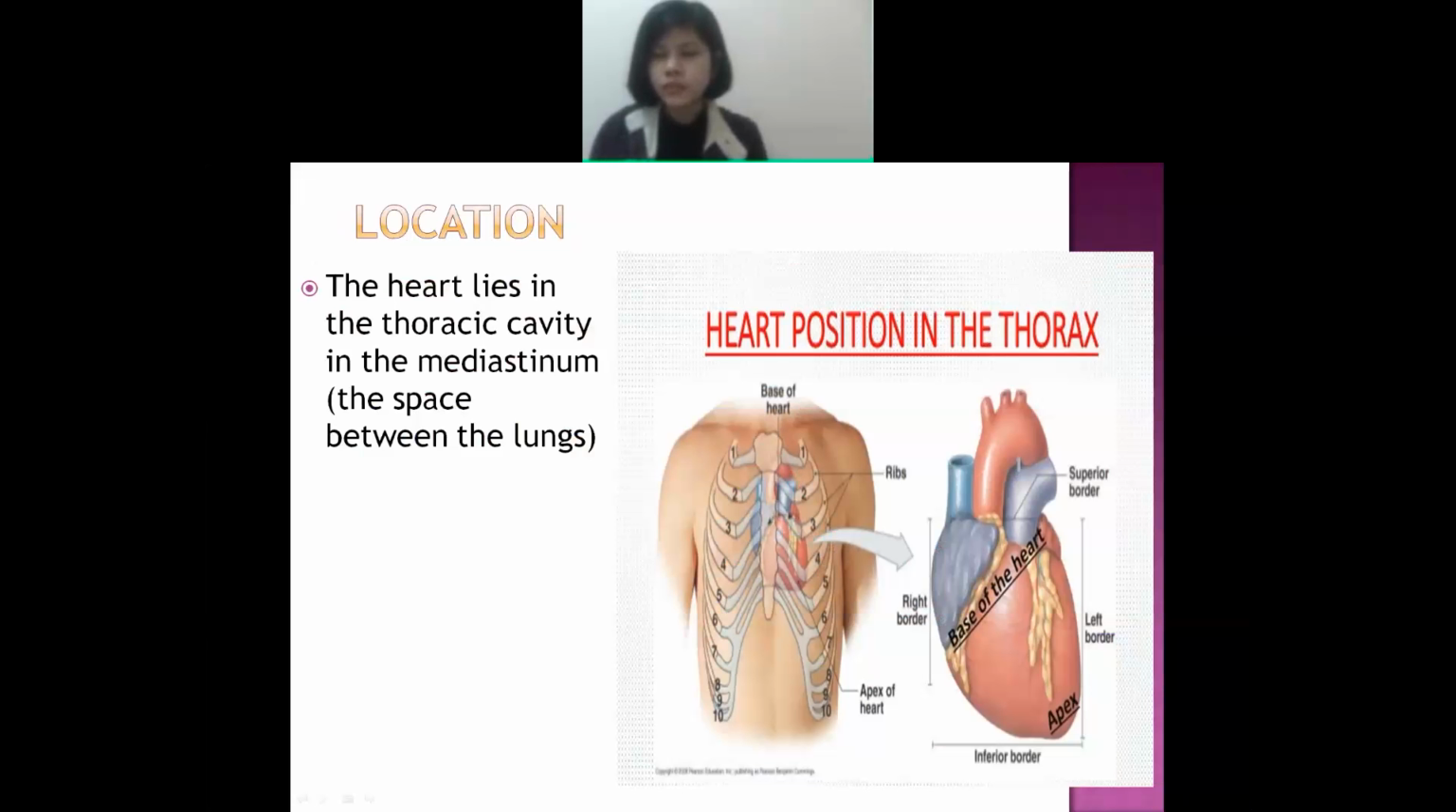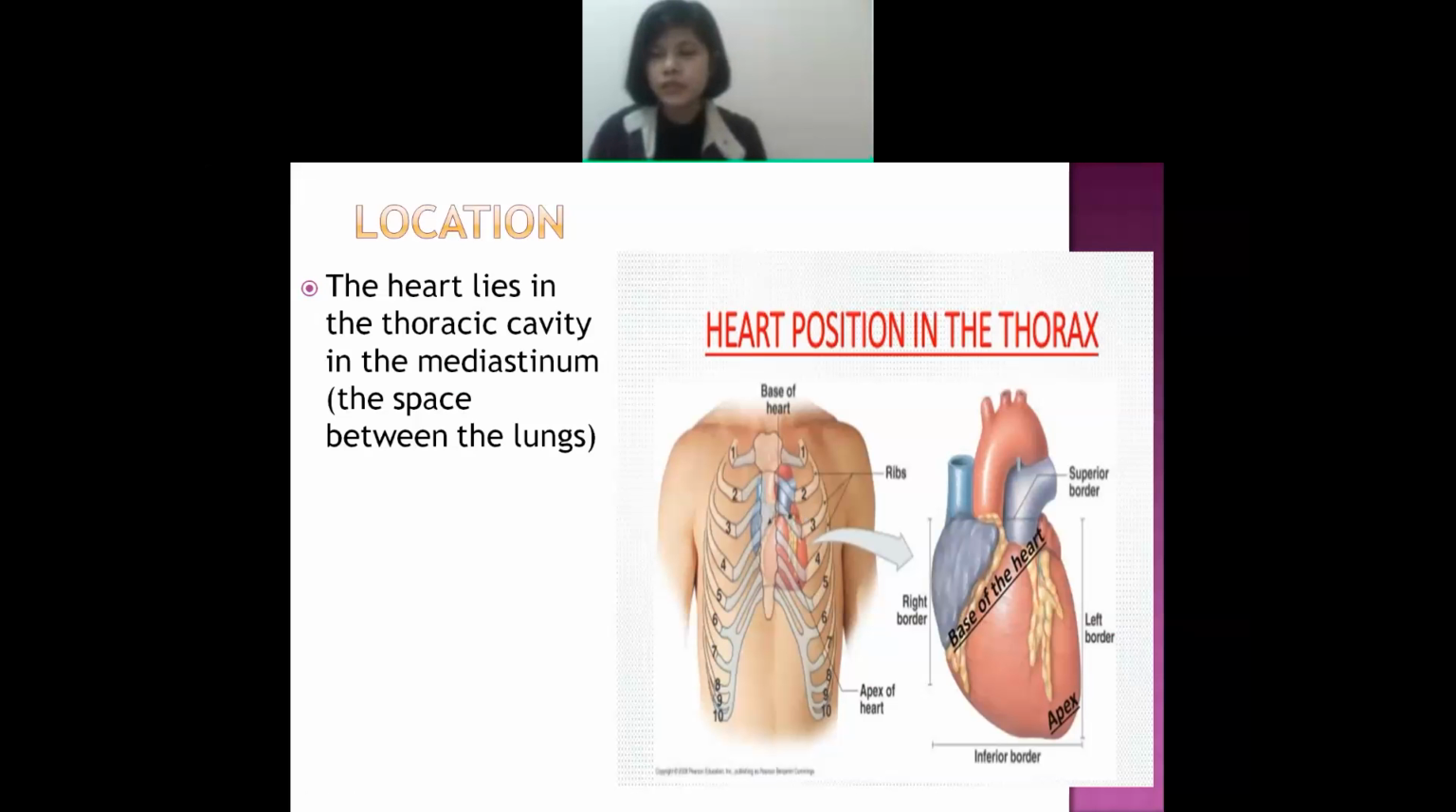Where is your heart located? We will discuss now where the heart is and what its location is. So when you say heart, your heart lies in the thoracic cavity. Thoracic cavity means what? In your chest area. Okay, this is your chest area. So it lies here.